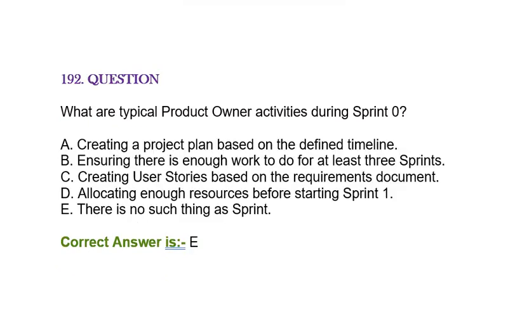Question is what are typical product owner activities during sprint 0? Option A creating a project plan based on the defined timeline. Option B ensuring there is enough work to do for at least 3 sprints. Option C creating user stories based on the requirements document. Option D allocating enough resources before starting sprint 1. Option E there is no such thing as sprint 0. Correct answer is option E.